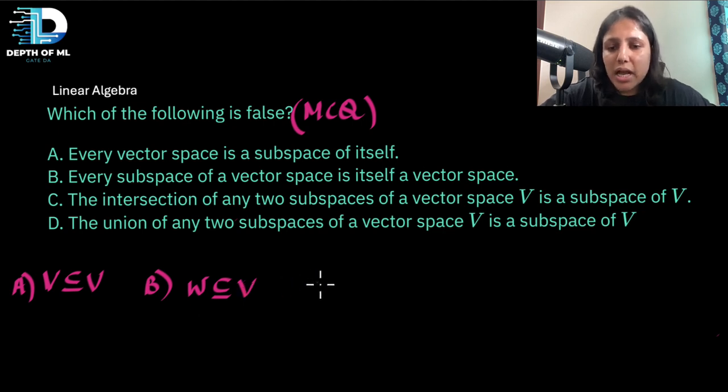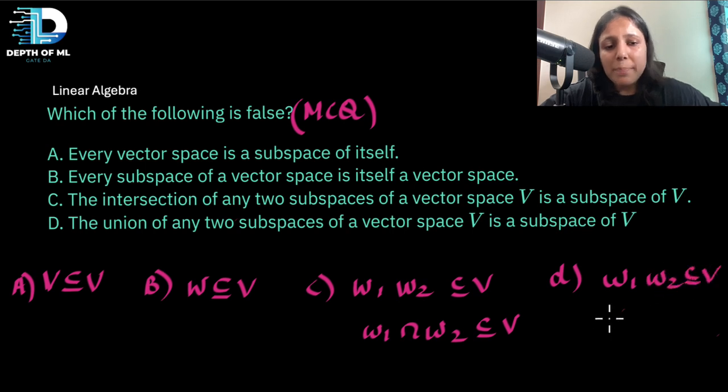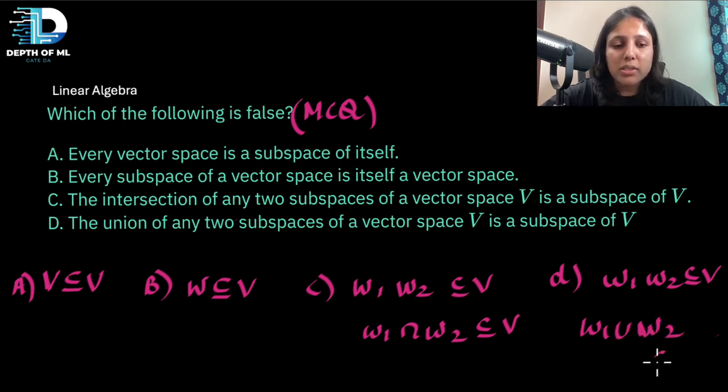The third statement is asking whether the intersection of two subspaces of vector space V is a subspace. So suppose I have W1 and W2 which are subspaces of V, then is W1 intersection W2 a subspace of V? And the fourth statement is asking whether the union of two subspaces of vector space V is a subspace of V. So if I have W1 and W2 which are subspaces of V, is W1 union W2 a subspace of V?